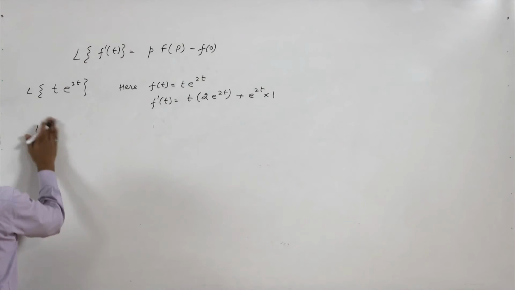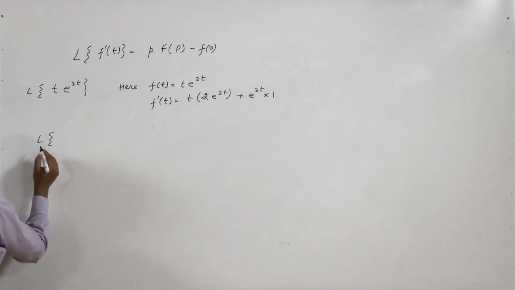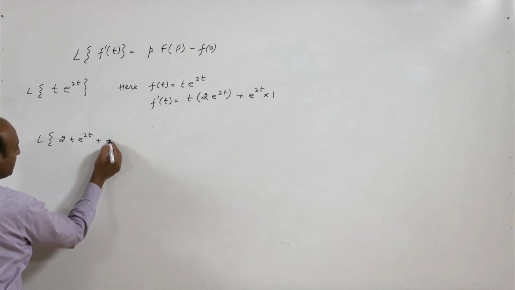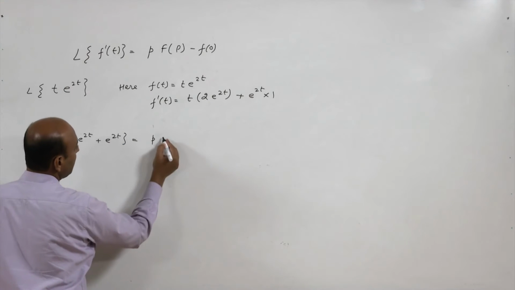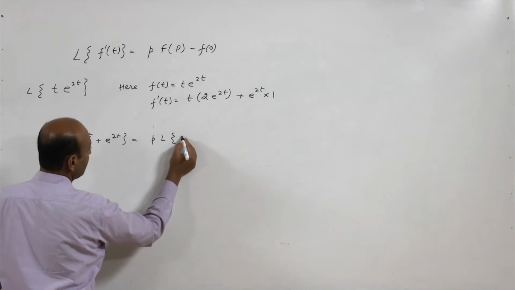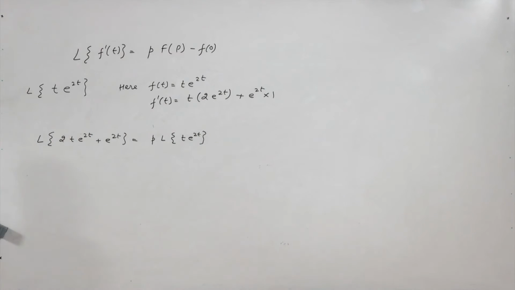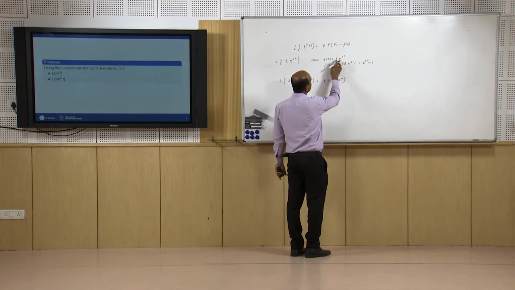So, Laplace of f dash t, that is 2t e^(2t) plus e^(2t), is nothing but p F(p) minus f(0). Here F(p) is Laplace of f(t), which is t e^(2t). So, what is f(0)? It is 0.